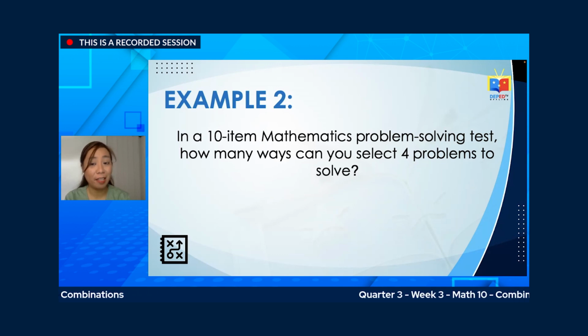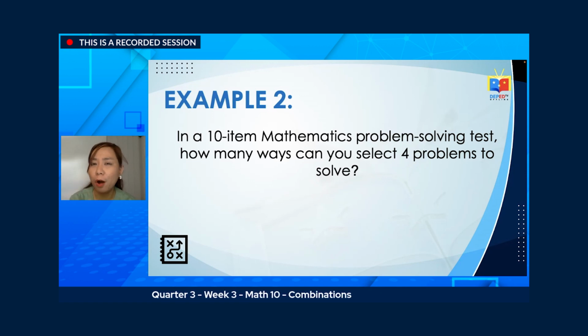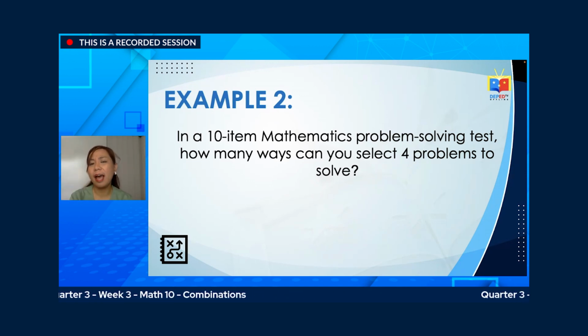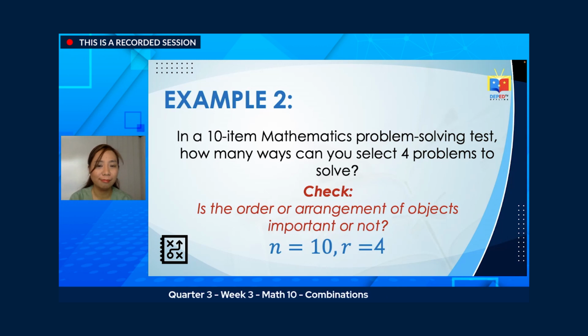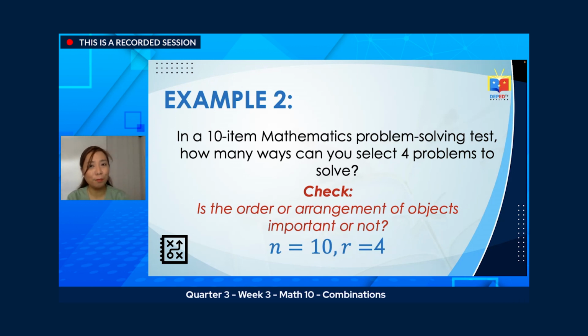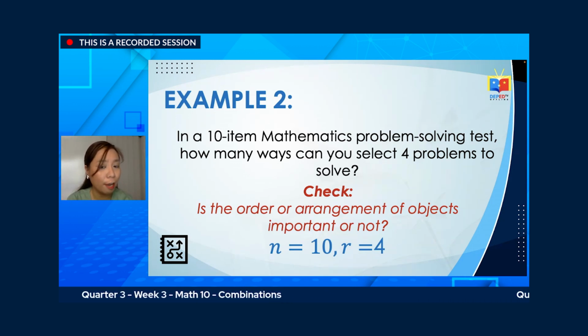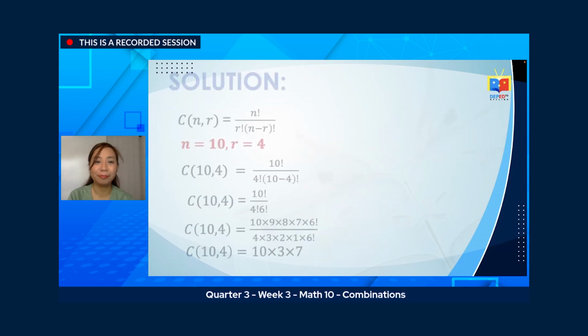In a 10-item mathematics problem-solving test, how many ways can you select 4 problems to solve? Again, ask yourself, is the order or arrangement important or not? Very good. The order of getting or choosing a problem on the test is not important. Therefore, this is a combination problem. And then identify your N and R. N is 10 and R is 4. And now use it to your formula.